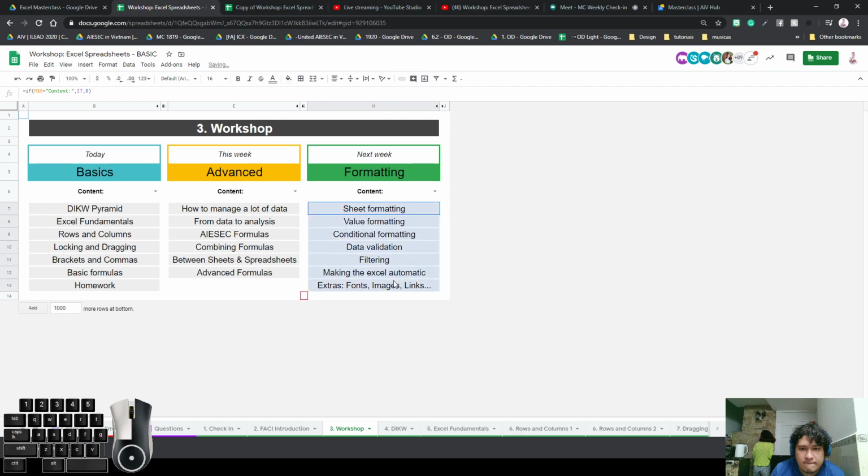And then the final one, which most likely is gonna be next week, is gonna be more focused on formatting because that was a big expectation from people. They wanted to know how to make pretty spreadsheets. A lot of people wrote down that they want to learn pretty, beautiful spreadsheets. So yeah, I'm gonna talk a little bit about that, but not just that.